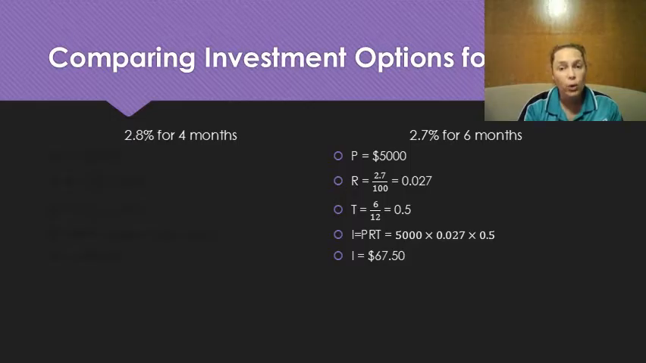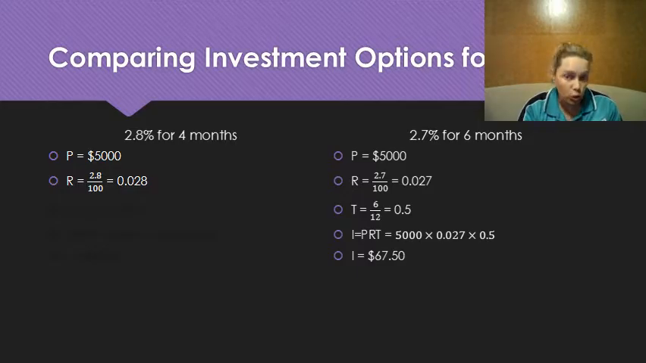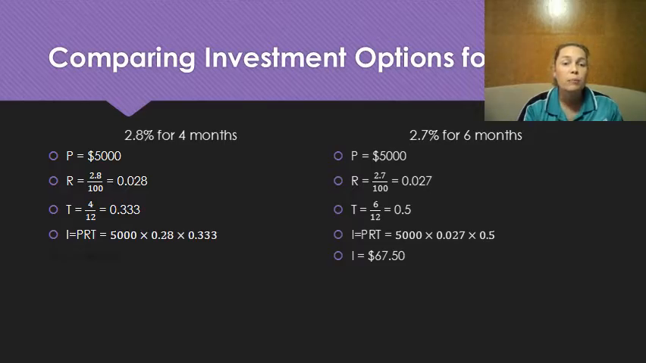So the interest that we earn on that will be $67.50. Now remember, our second possible investment is for a shorter period of time, but a higher interest rate. So our principal is $5,000. Our rate is 0.028. Our term is 4 out of 12 months, which is 0.3 recurring. So when we multiply all of that together, the interest earned will be $46.62. So you can see in this case, it's quite clear that it's better to invest for a slightly lower interest rate for a longer period of time.